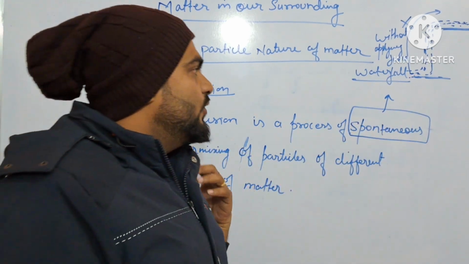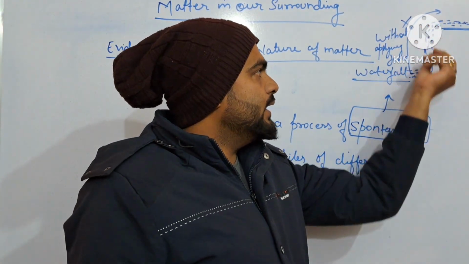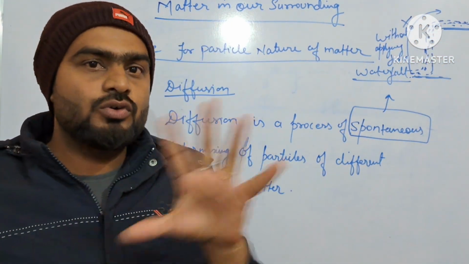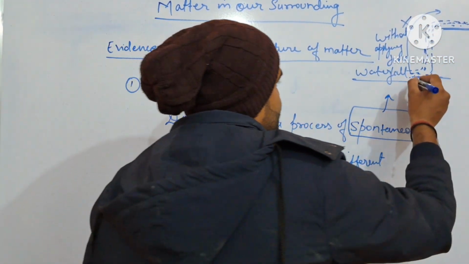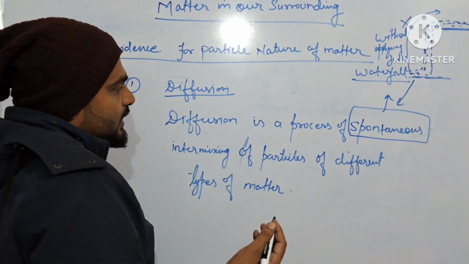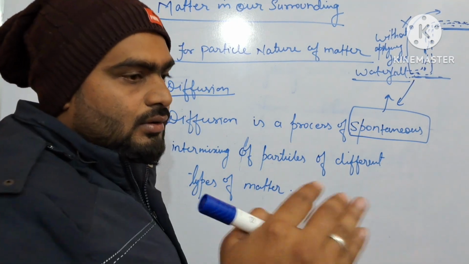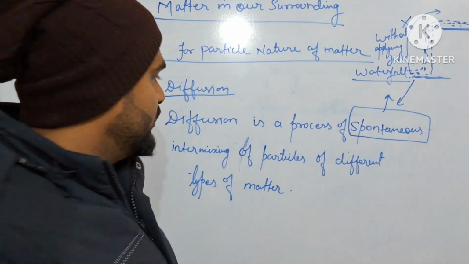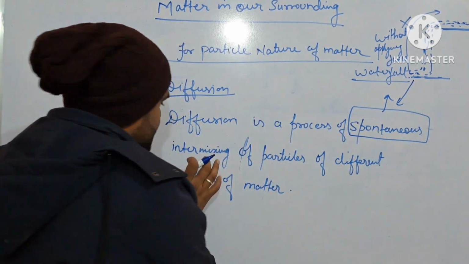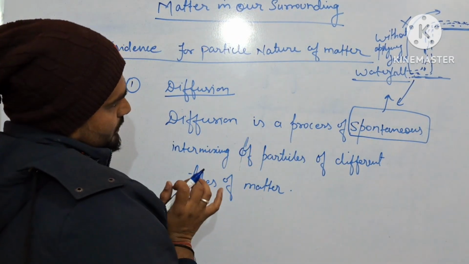So what happened here, the process which is happening on its own, without any external force, is called spontaneous. Spontaneous means that you are not applying any force, but the process is going on by its own. So diffusion is a process of spontaneous intermixing of particles of different types of matter.